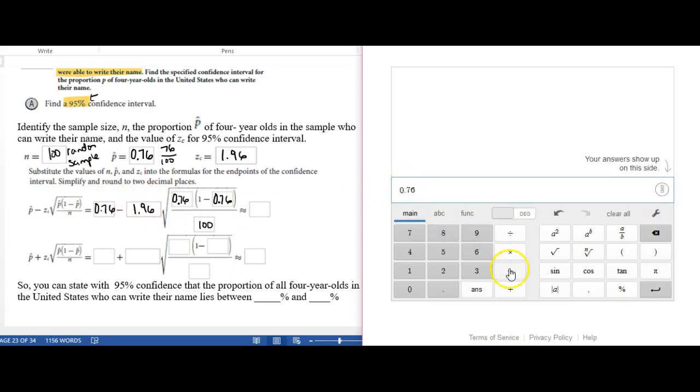0.76 minus 1.96. Ooh, and it calculates it in real time. That's cool. All right, I'm going to go ahead and square root.